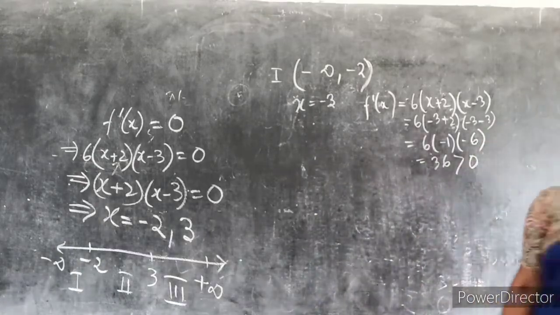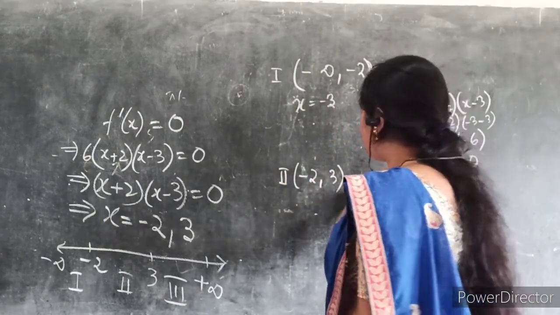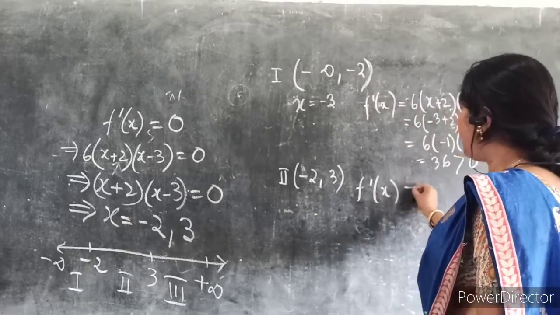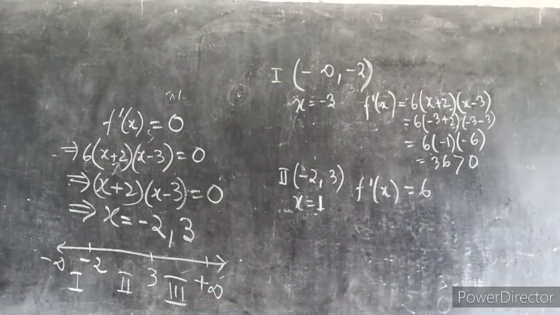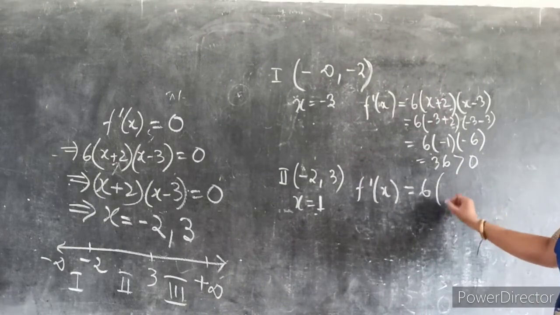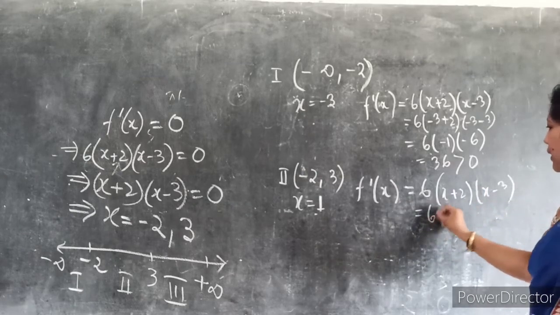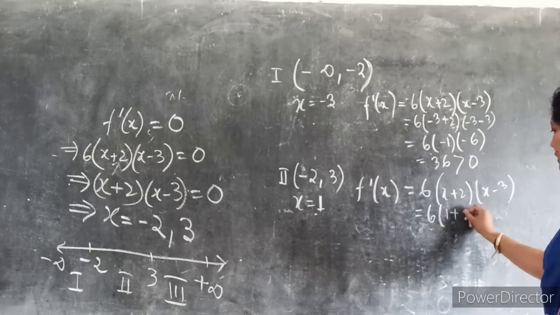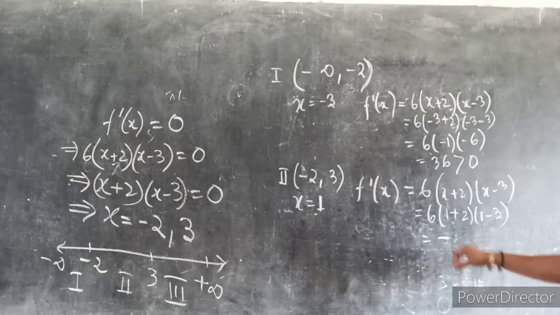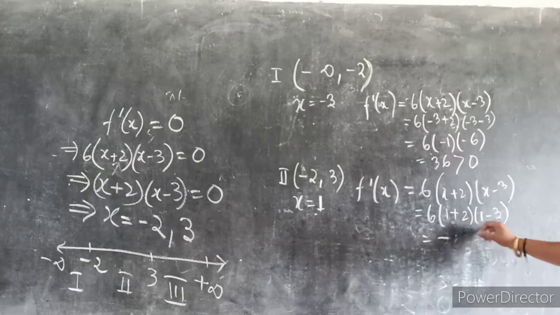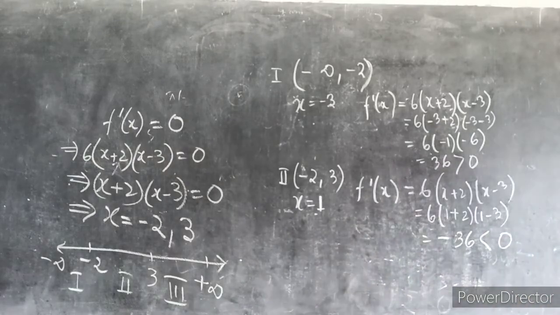Okay. So what is the second interval here? Minus 2 to 3. So what will be f dash x? Let me take now x equal to 1, or you can take 0, your choice. Okay. So x plus 2 into x minus 3. Let us see what is the sign we are getting here. 1 plus 2, 1 minus 3. So we will get a negative number, right? That is minus 6 into 3 is 18, 18 into 2 is minus 36 we are getting. That is less than 0.